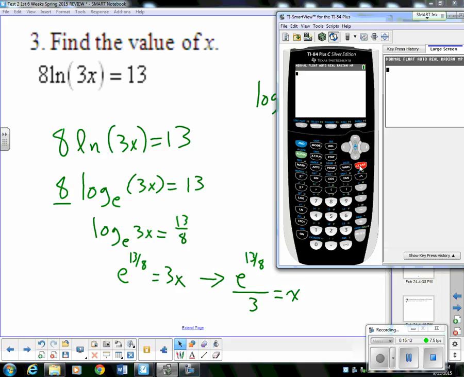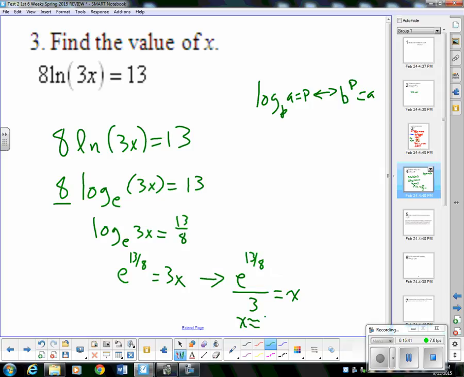Clear it off. Okay, e, I'm going to raise it to the 13/8. That's 5.0784, et cetera, et cetera. Then I'm going to divide that by 3. And I get an answer of 1.6928. So therefore, that should be 1.693. So x is approximately equal to 1.693.